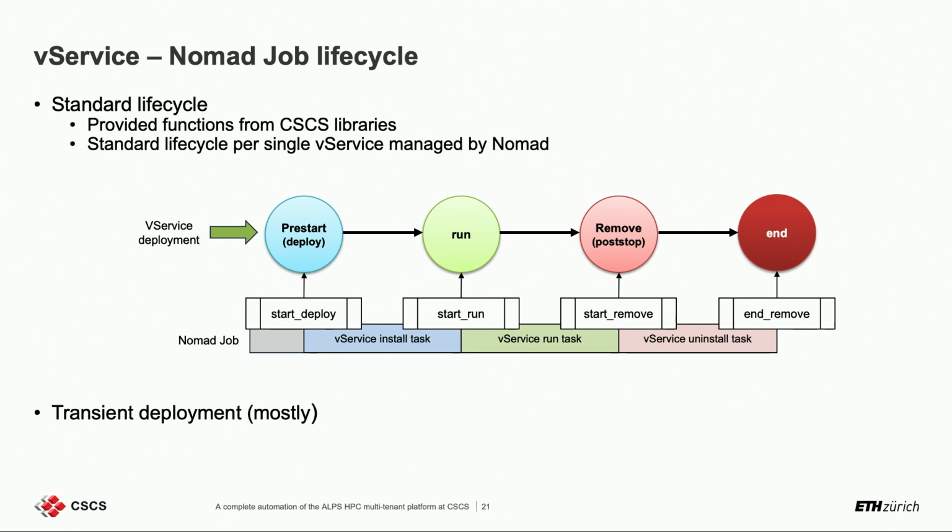We ask to deploy a vService transiently. It means that it should remove what is installed at each cycle. This is because it makes it easy to switch from one deployment to the other, as I will show you in a while.